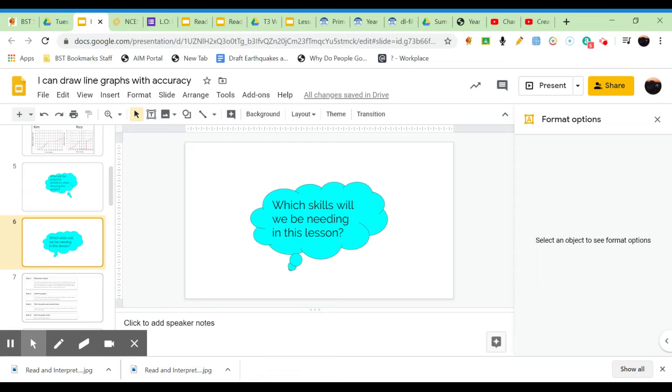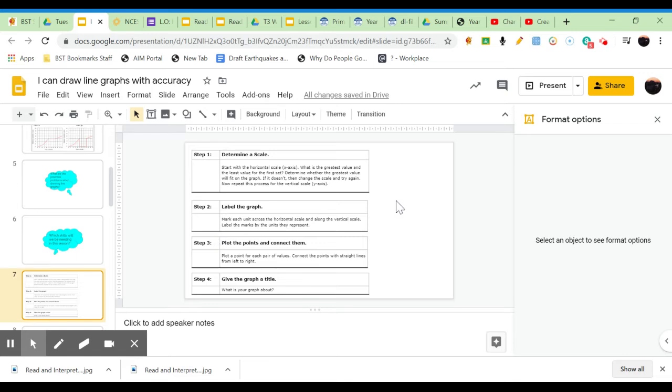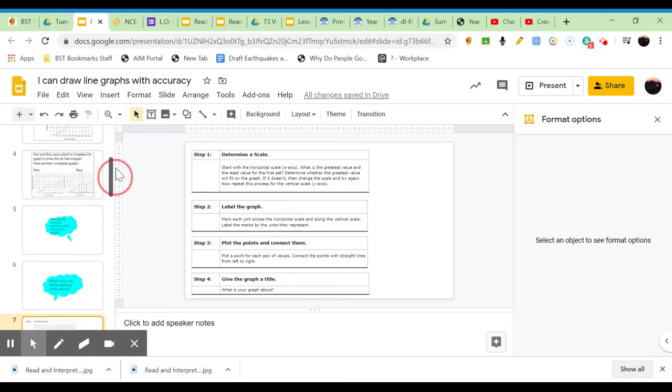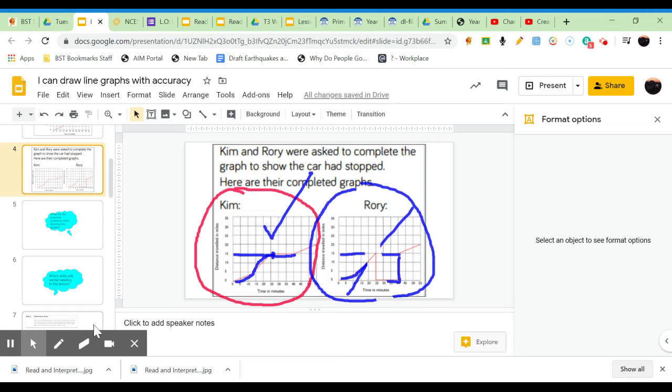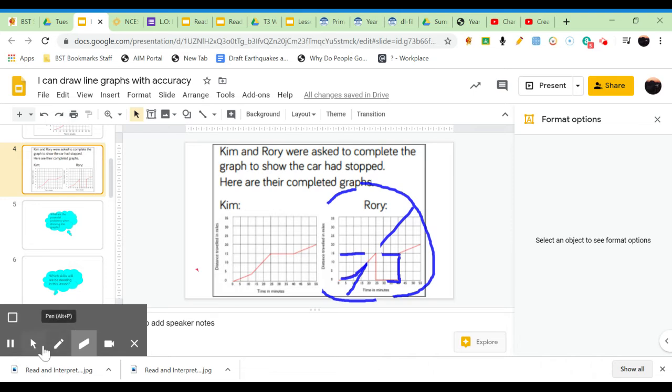Let's have a look. These are the skills we will be needing. We are going to need to do the following. And I'm just going to go through this because this is the easiest way for me to explain it. When you think about a graph, the first thing is you're going to have to determine a scale. All right. Now, the scale means it could be the x-axis or the y-axis. Now, if we go back to here, I'm just going to use Kim's graph. There we go. You are going to need a scale for this part here.